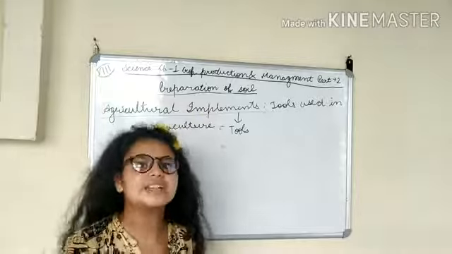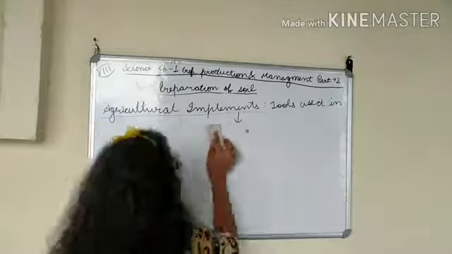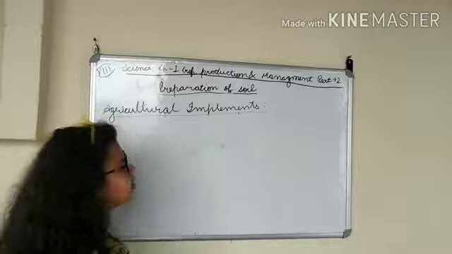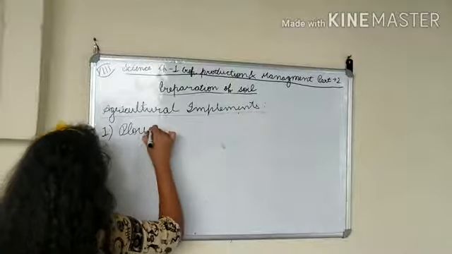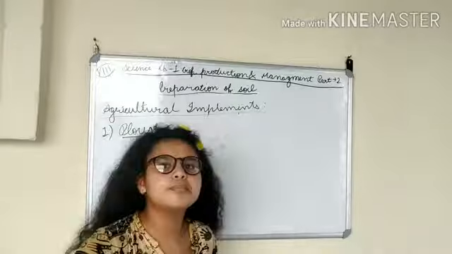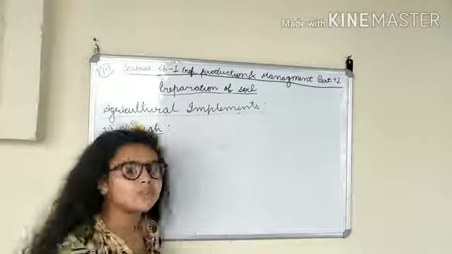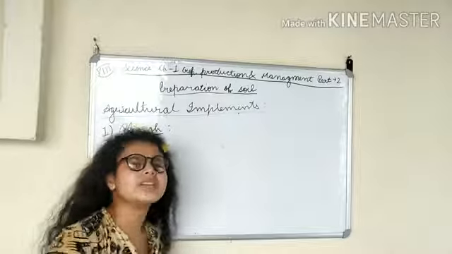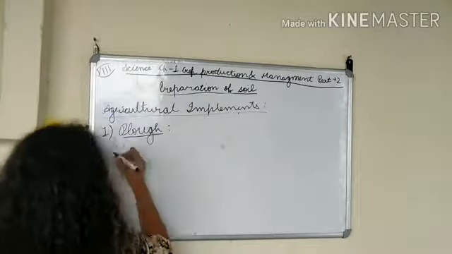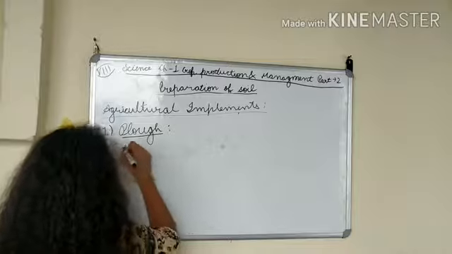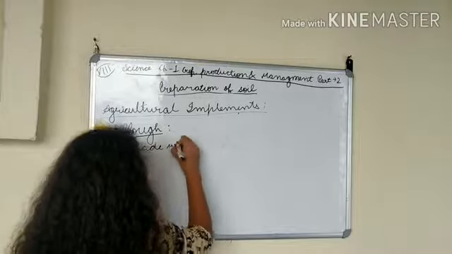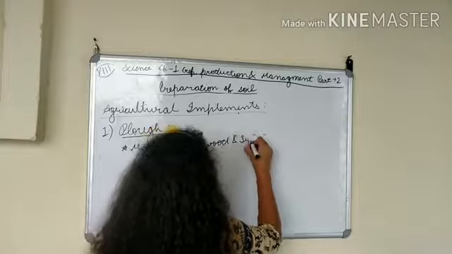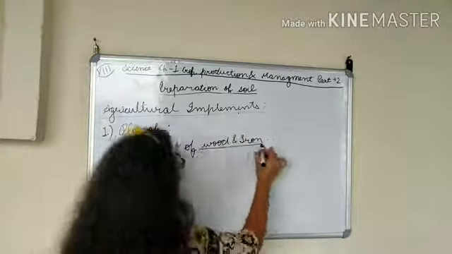Now, let's talk about some agricultural implements. Our first agricultural implement is the plow. Right? What is a plow basically? Now, here is a plow. In Hindi, we call it hull. You may have heard about this word. A plow is made up of wood and iron.